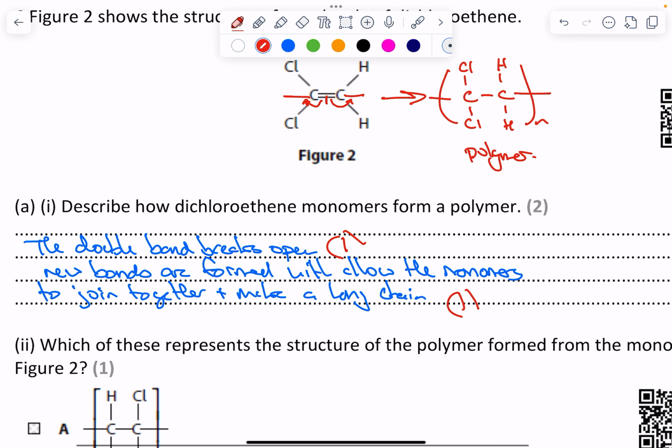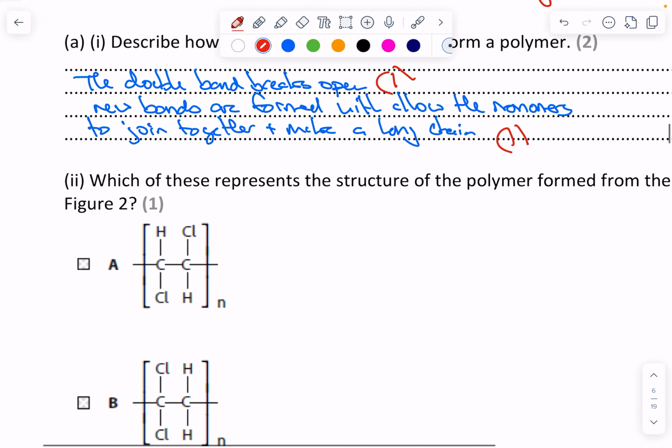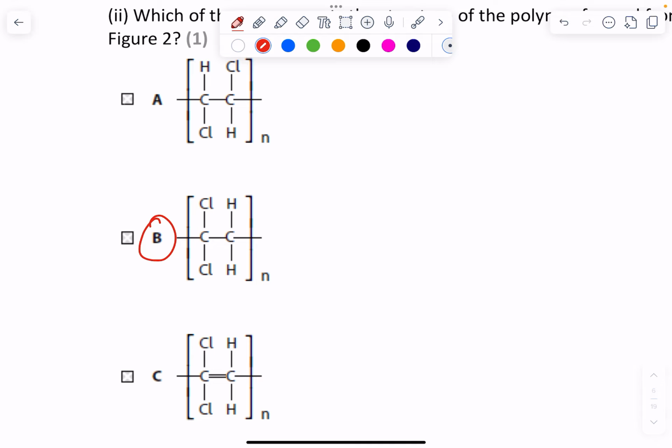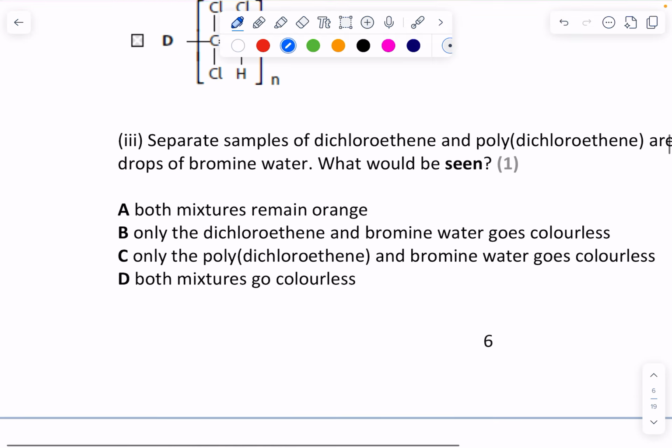And the next question wants me to identify what the polymer would look like, and the only one in this table of choices that matches that is this one here. Option B is the polymer that would form.